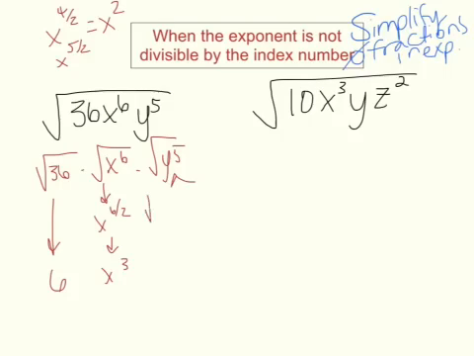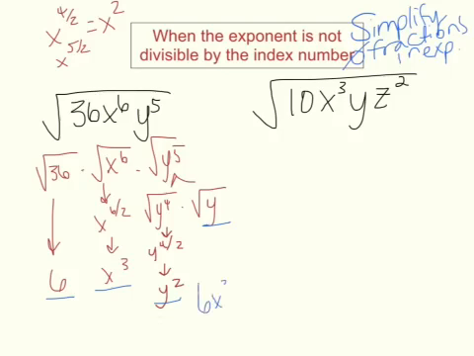So y to the 5th, I can turn it into y to the 4th times y to the 1, or y. That's because I still have 5 total y's. So square root of y to the 4th times square root of y is the same thing as square root of y to the 5th. I just wrote it differently to simplify it. So now y to the 4 over 2 is y squared. Because this doesn't simplify, I'm going to leave it there. So my final answer is 6x cubed y squared square root of y, or radical y.